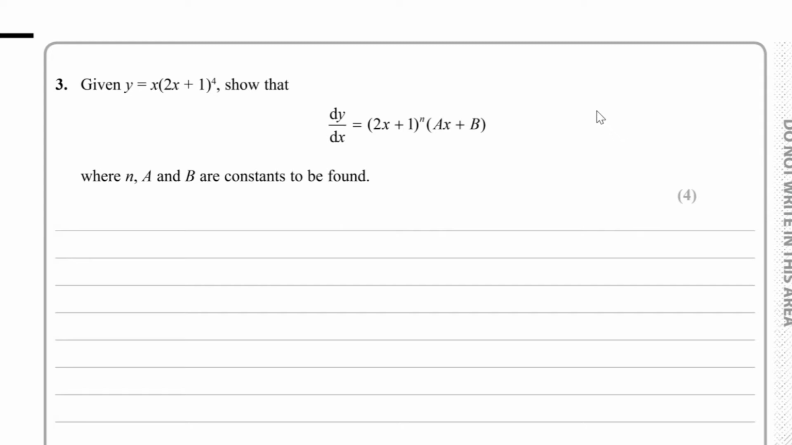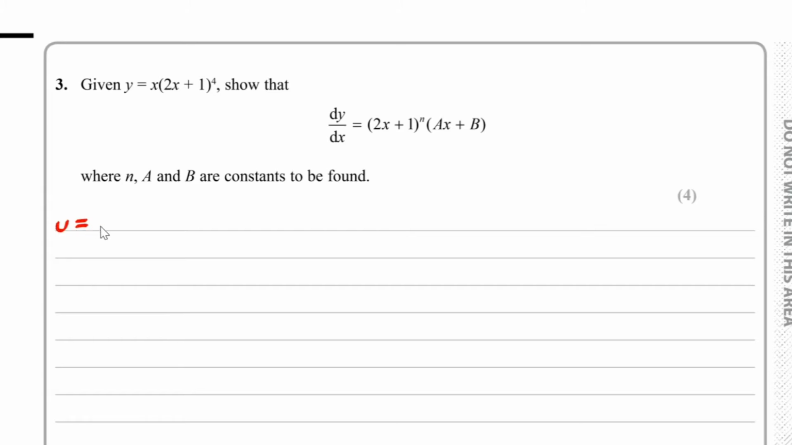Question number 3. We are given that y equals x lots of 2x plus 1 to the power of 4, and with this we have to show that dy over dx is equal to 2x plus 1 to the n lots of ax plus b, where n, a and b are constants to be found. We've got two functions which are being multiplied by each other, and so here we'd have to use the product rule.